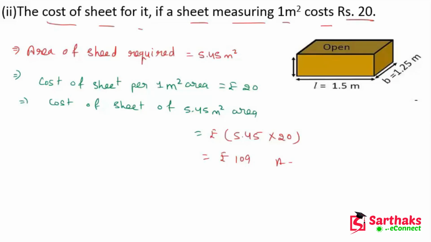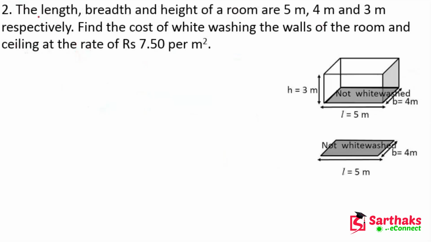Okay. Yes, let's move on to the next question, which is: the length, breadth and height of a room are 5 meter, 4 meter and 3 meter. Okay, we have L, B and H respectively. Find the cost of whitewashing the 4 walls of the room and ceiling. The cost of whitewashing is 7.50 rupees per meter square.